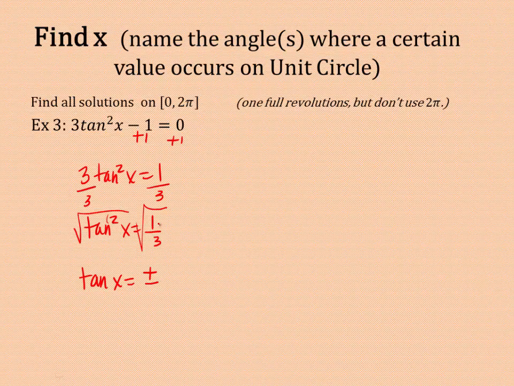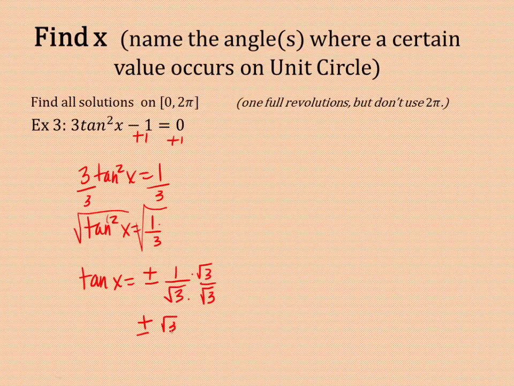What's the square root of 1? 1. What's the square root of 3? It's messy, so we leave it like that. Now we're forced to rationalize. So what I really have is plus or minus the square root of 3 over 3. Okay, so where is the tangent, positive or negative, square root of 3 over 3?